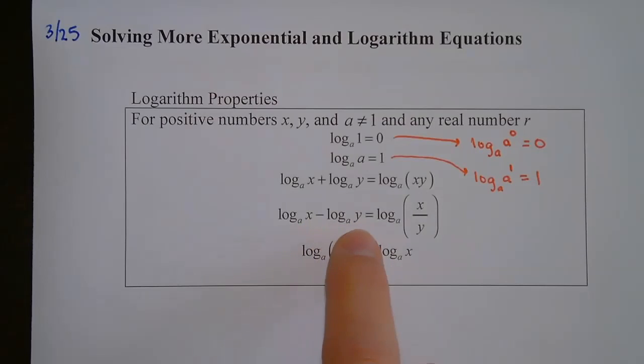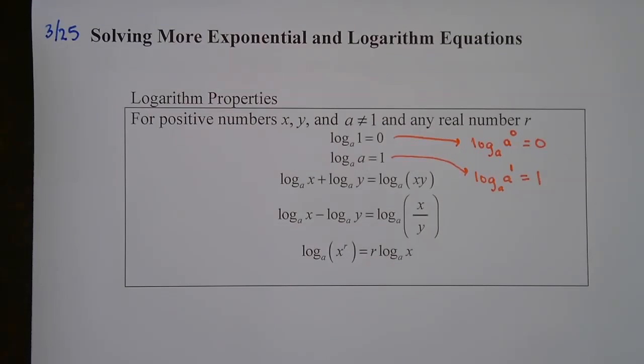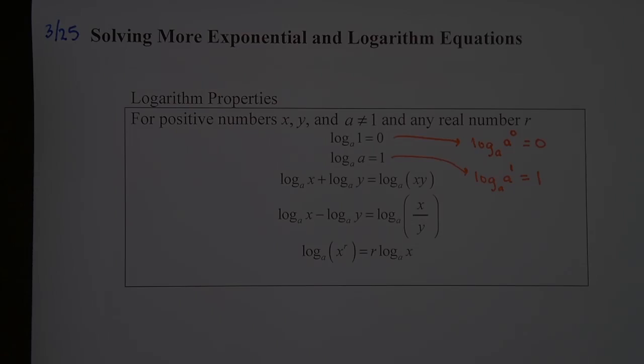If you're subtracting two logarithms, you can rewrite that as the quotient of this argument over this argument, so x over y. And then if you have log base a of x to the r, we can bring that power of r down in front and multiply by it. And these were all discussed and shown when we did those logarithm properties. Okay, let's go to example 1.